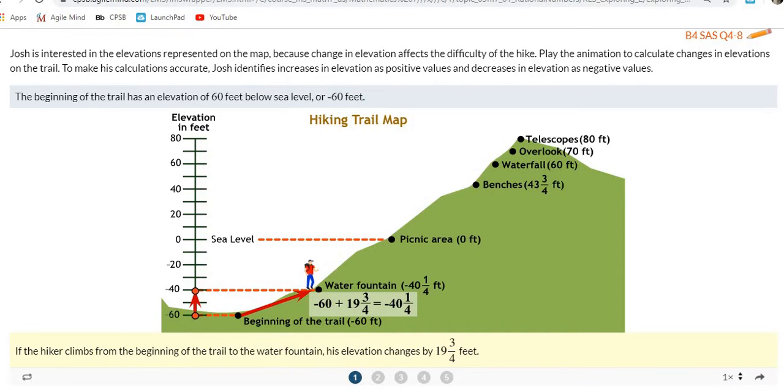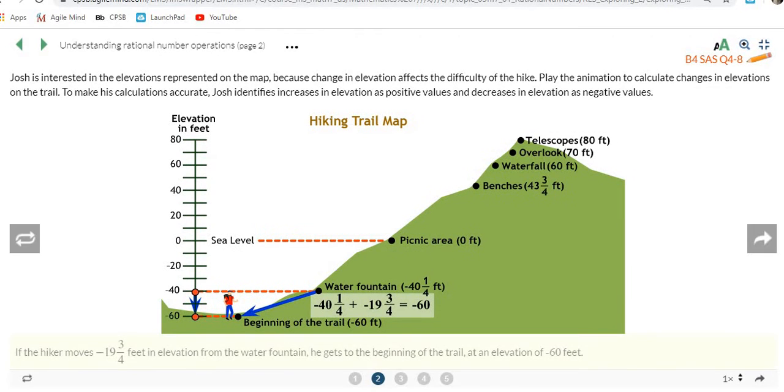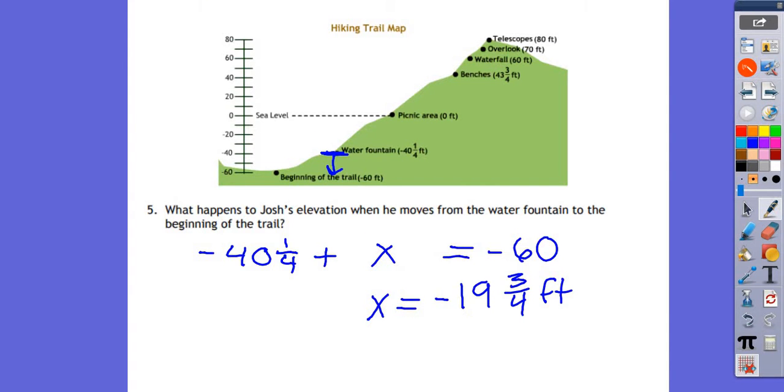Okay, let's watch the animation and make sure that we were correct. He did go up 19 3/4. Now he's going back down. Obviously, he went down negative 19 3/4. So we were good. So was this an increase in elevation or decrease? What told you decrease? Negative. The negative told me a decrease in elevation.